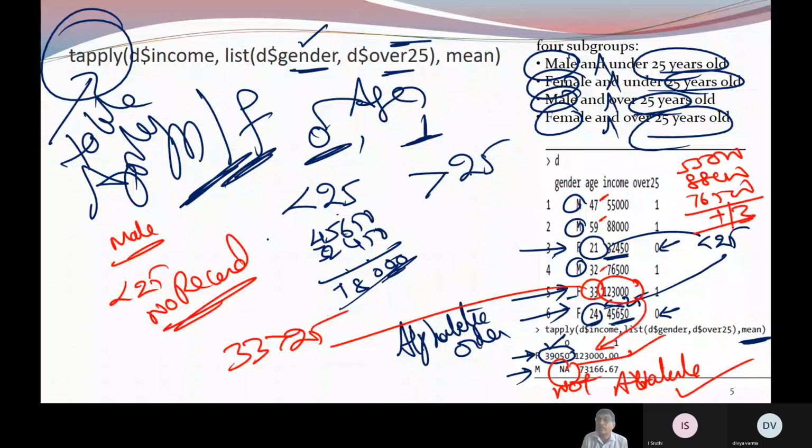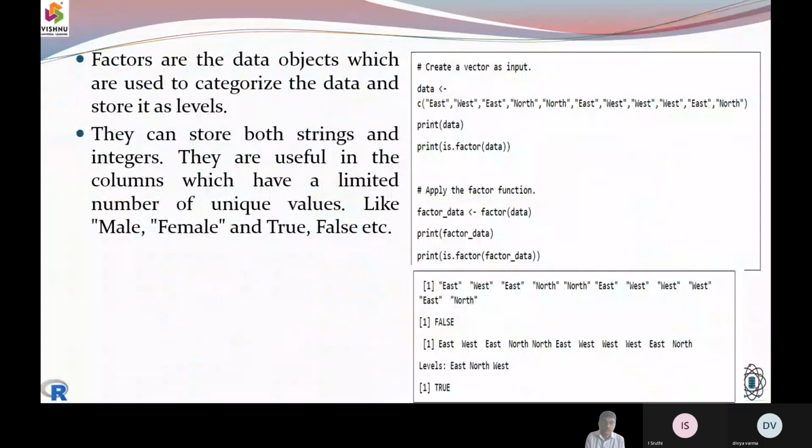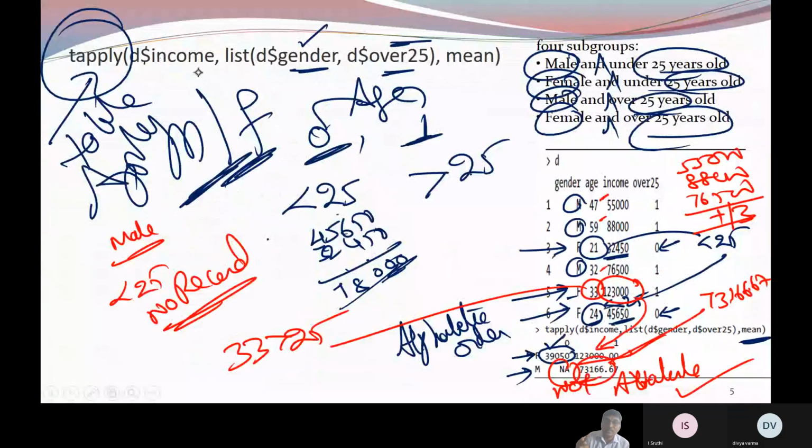For this we will add it divided by 3. Then we are going to get this as 73,166.67. So this is how we are going to work with the tapply function. So tapply puts the things in a specific tabular form.